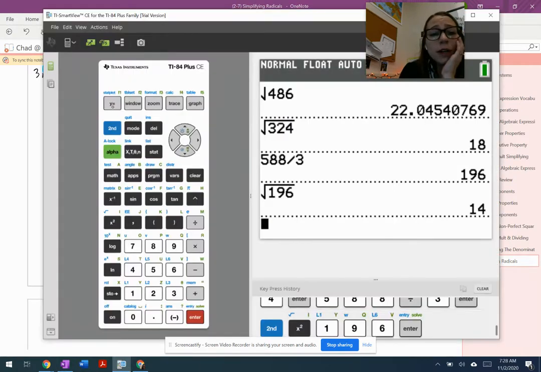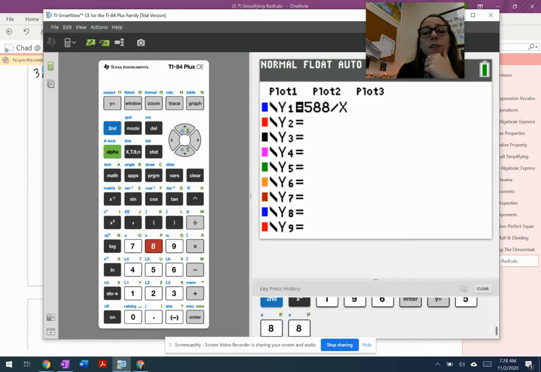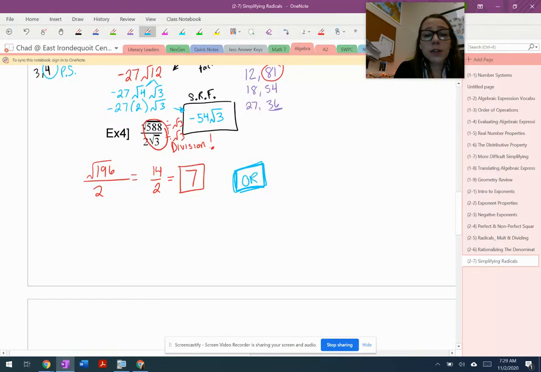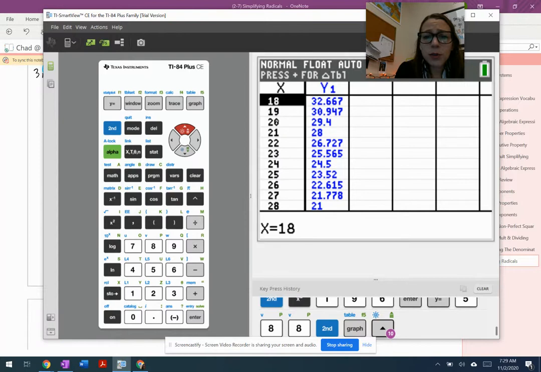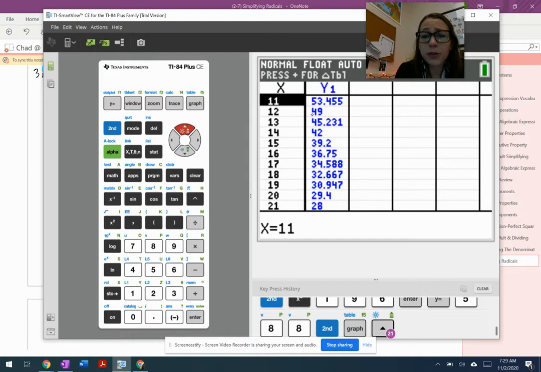So the other way involved us starting by looking at the factors of 588. Oops, buttons all over the place. All right, so 21 and 28, but neither of those are perfect squares. 14 and 42, 12 and 49.